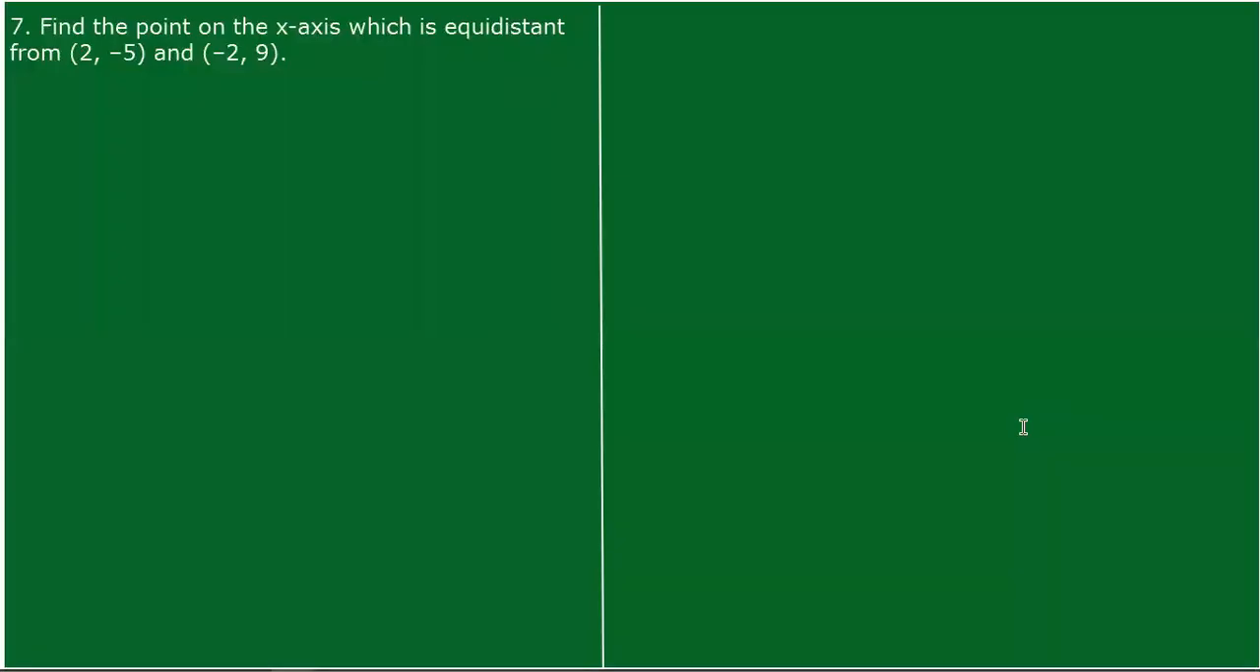Hello students, now we are going to discuss the seventh one. The question is: find the point on the x-axis which is equidistant from (2, -5) and (-2, 9). Equidistant means the 2 points have the same distance from the point on the x-axis. So first of all, we should know what a point on the x-axis is.